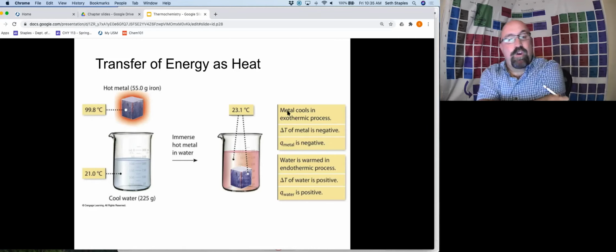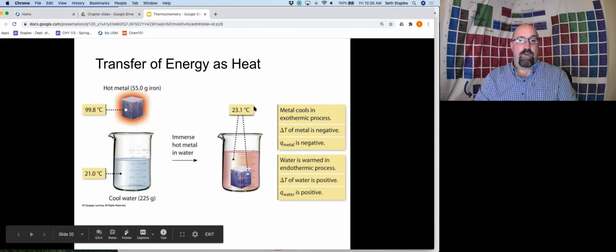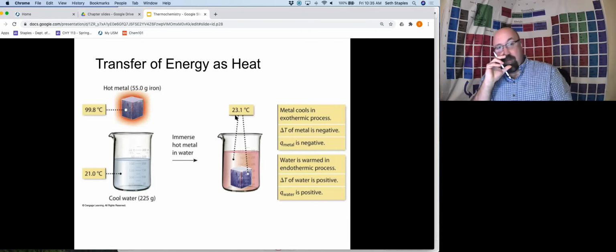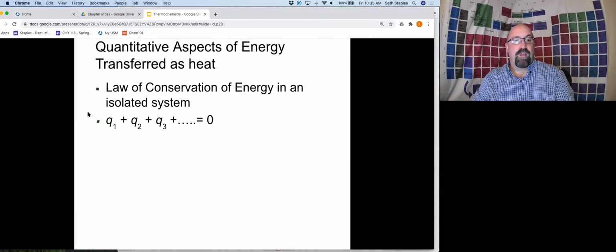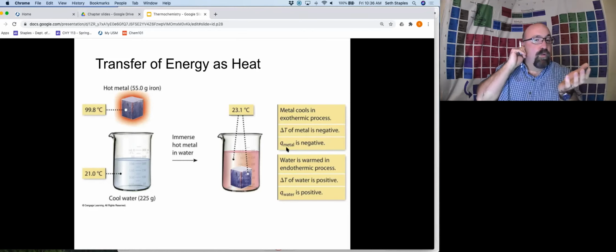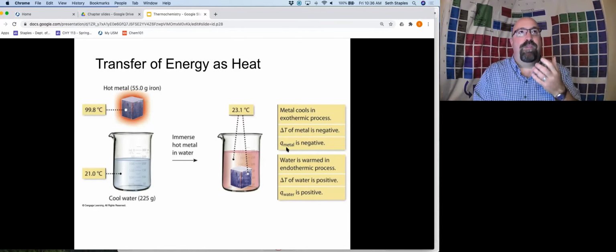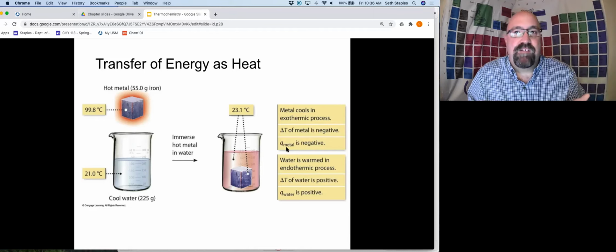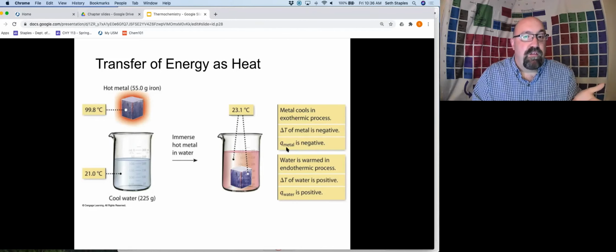And so the metal is going to cool down. The metal is losing its energy. So the delta T of the metal is going to be negative. The metal's going to decrease in temperature. When we drop this in and allow the temperatures to come to an equilibrium, our final temperature there is 23.1. And so our metal went from 99.8 to 23.1. So our delta T of our metal is negative. That means our Q of the metal is also going to be negative. Again, that just makes sense because we know that the metal had to have lost energy. And so the metal went through an exothermic process in which it lost energy, and so Q would be negative.